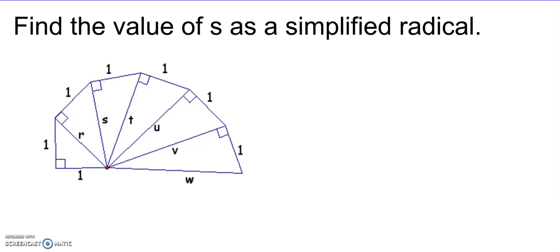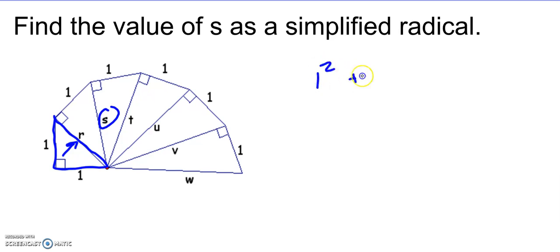Sometimes you're going to have a problem where they have used the Pythagorean theorem more than once. So in this particular example, they say find the value of s as a simplified radical. Well, s is here. So in order to figure that out, I'm first going to have to figure out what r is. So I'm going to look at this triangle first, and we can see that the hypotenuse of this triangle is r. My two legs are 1 and 1.